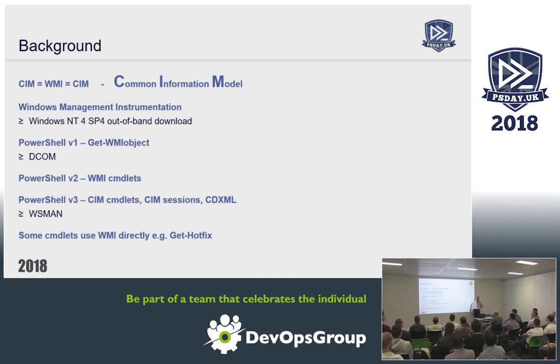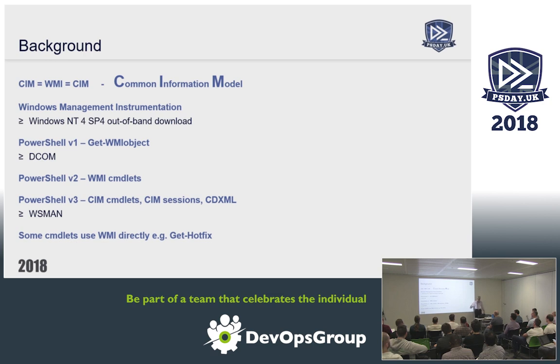PowerShell v2, we got the WMI commandlets. v3, we got the CIM commandlets. CIM sessions, which are fantastic. CDXML, which is even more fantastic. What you do with that is take your CIM class, wrap it up in some XML that is horrible to write, and even worse to read, but is relatively simple. Publish it as a module, and you've got a whole bunch of commandlets.